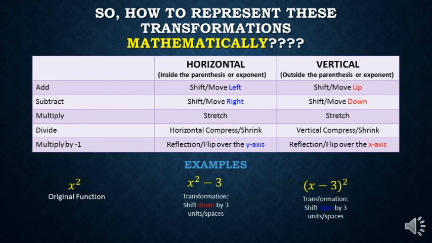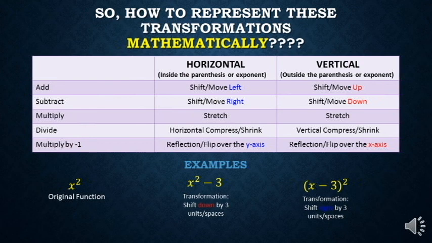Here we have our original function, which is x squared. Now, if I did x squared minus 3, I can look on my chart to see that subtraction means a shift right or a shift down. But since the subtraction occurs outside of parentheses or the exponent, I know that it is a vertical shift, and it's more specifically a shift downward by 3 units or 3 spaces.